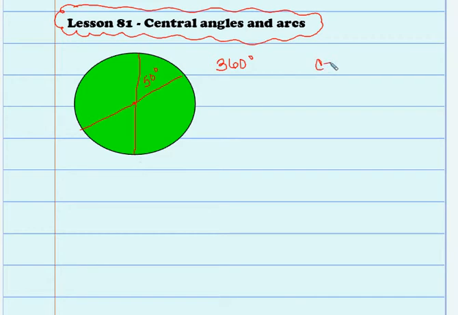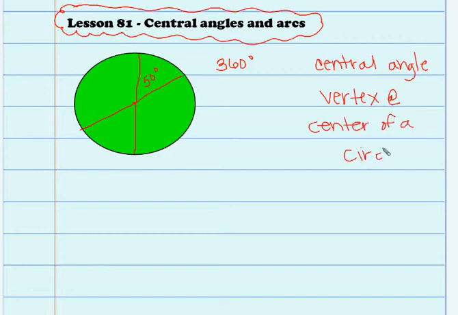Remember, a central angle has its vertex at the center of the circle. Okay? So this central angle is 50 degrees. Now remember that we had 180 degrees here, so this angle is 180 minus 50, which would be 130 degrees. I also know it's obtuse, so that makes some sense.